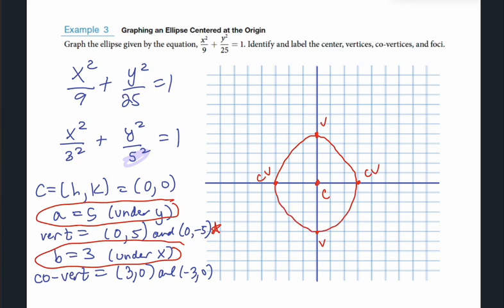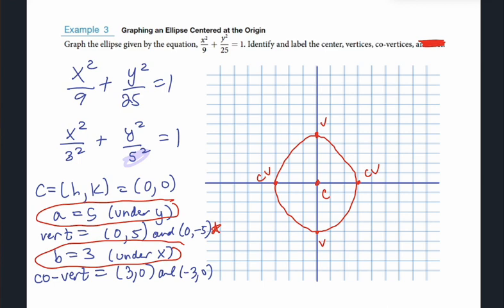Okay. Now up at the top, let's look at the instructions. It says graph it, identify and label the center, the vertices, and the co-vertices. We are not going to worry about the foci. We just don't have time, so scratch that part out. And if that part is mentioned anywhere, we're just going to skip it. So that is how you graph an ellipse that's centered at 0, 0. Pretty straightforward. If it's under the x, take the square root, that's how many you go in the x direction. If it's under the y, take the square root, that's how many you go in the y direction.